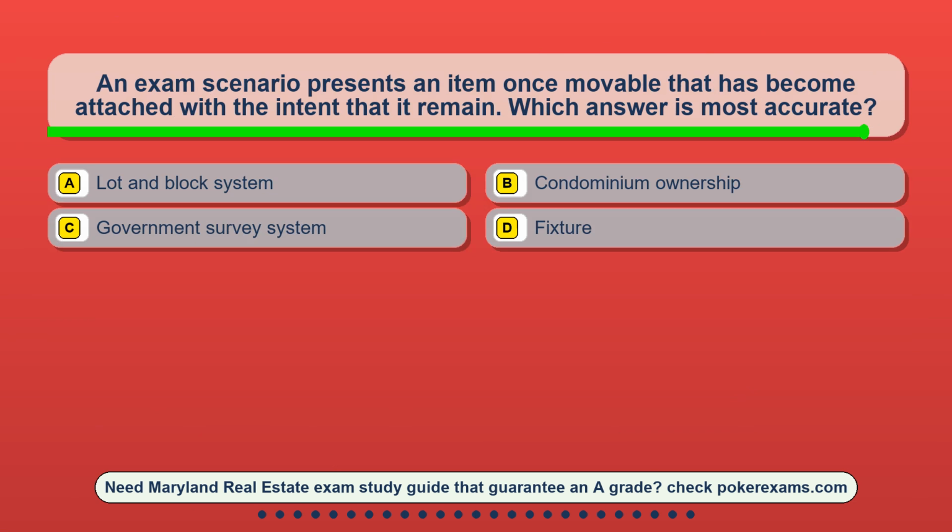Question 8. An exam scenario presents an item once movable that has become attached with the intent that it remain. Which answer is most accurate? Option A, lot and block system. Option B, condominium ownership. Option C, government survey system. Option D, fixture.